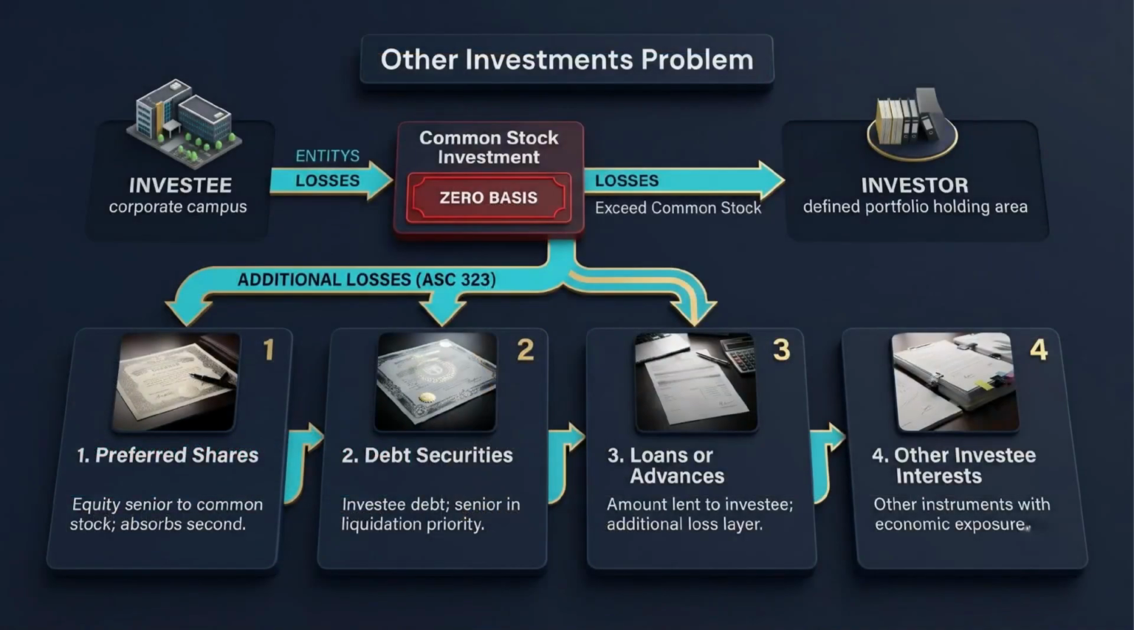Now, the loss model becomes more complex. Sometimes the investor holds more than common stock. It may also hold preferred shares, debt securities, loans, advances, or other interests in the same investee. If the common stock investment reaches zero, ASC 323 may require additional losses to be applied against those other investments. Why? Because those instruments represent additional exposure to the same investee. So we must look beyond the common stock account and ask what else the investor has at risk.